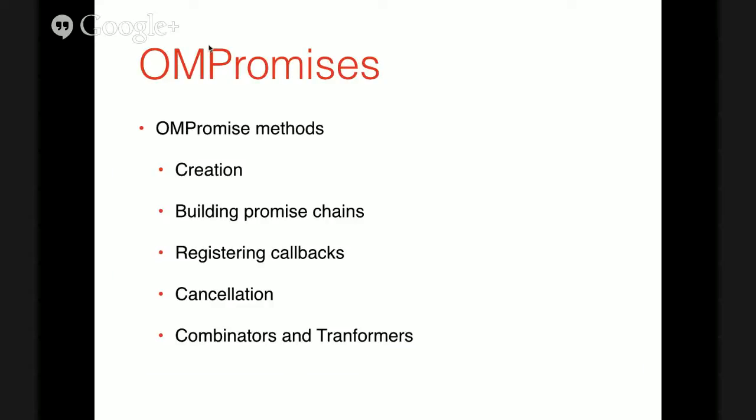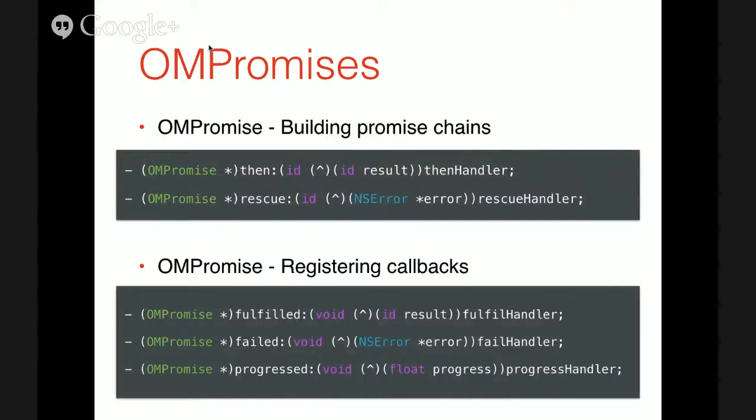Now we'll get to methods on the promises class, that is the OMP promises class. I won't cover all methods. These are the categories of the methods in the documentation. They are creation, building promise chains, registering callbacks, cancellation, and combinators and transformers. The ones we need to cover are building promise chains, registering callbacks, and combinators and transformers. So let's get to them.